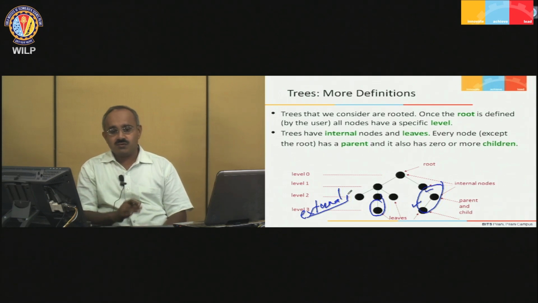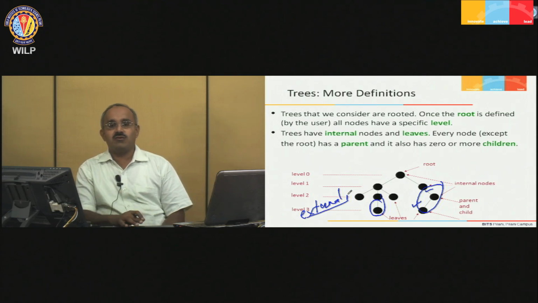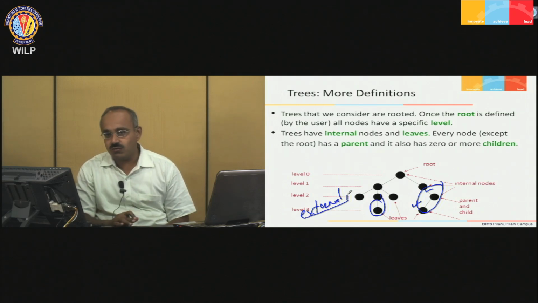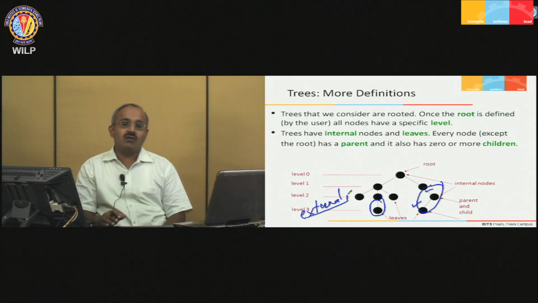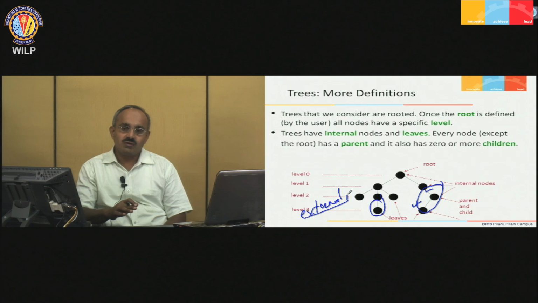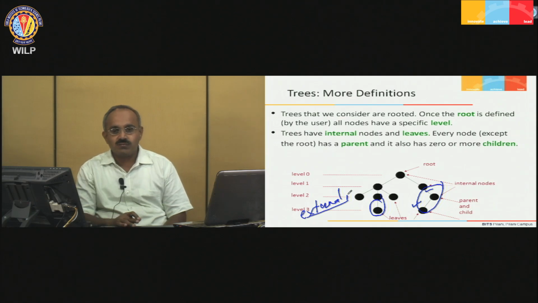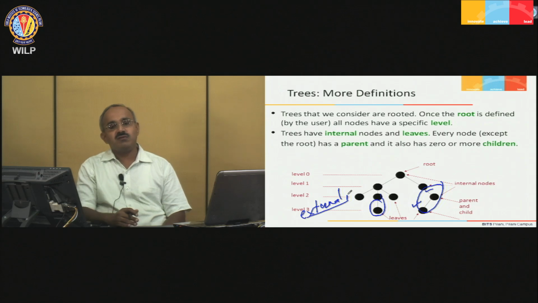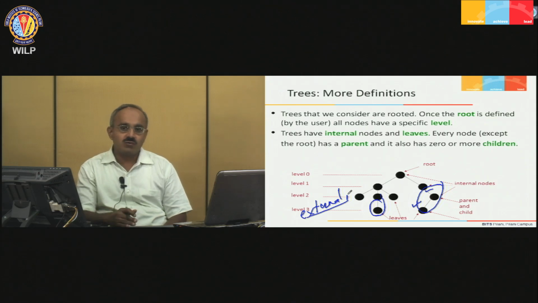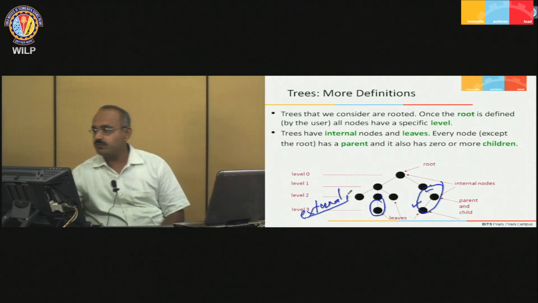So I will just quickly repeat them once. So the root is to be identified by the user, that is at level 0. Once we associate a root, we can associate levels to all the other nodes in the tree. Then you have external nodes and internal nodes, and the relationship is the parent-child relationship. The terminology we carry forward from our understanding of a family tree.